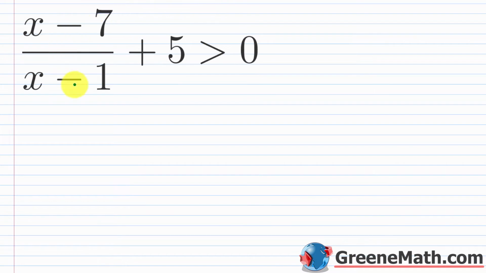All right, so the idea with this type of problem is your first step is you're going to get a single rational expression on the left-hand side. You want your inequality symbol. In this case, it's a greater than, but it could be a greater than or equal to, a less than, or a less than or equal to. And then you want 0 on the right-hand side.